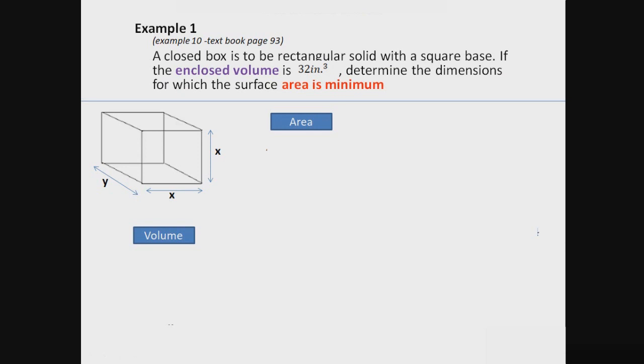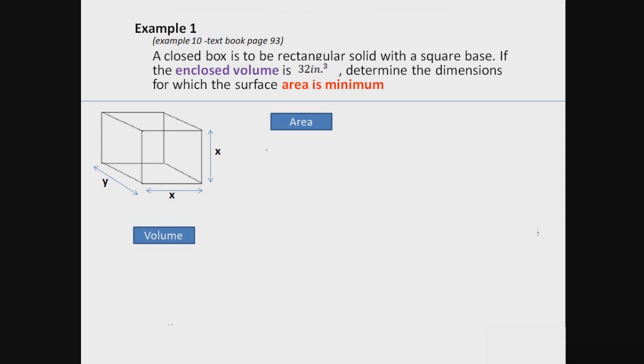Let's go for example 1. A closed box is to be a rectangular solid with a square base. If the enclosed volume is 32 inch cube, determine the dimensions for which the surface area is minimum. So now let's say this is a rectangular solid with a square base. A square base has sides of equal length, so we have x and x as the side length, and the height for this box is y. The question asks what the dimensions x and y are that make the area minimum when the enclosed volume is given as V equals 32.